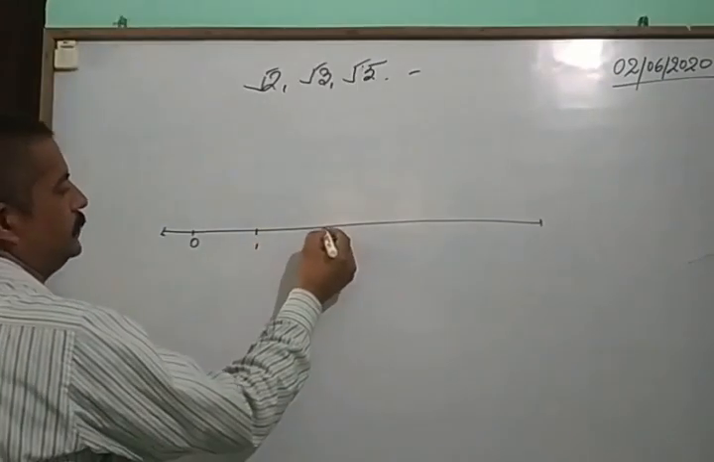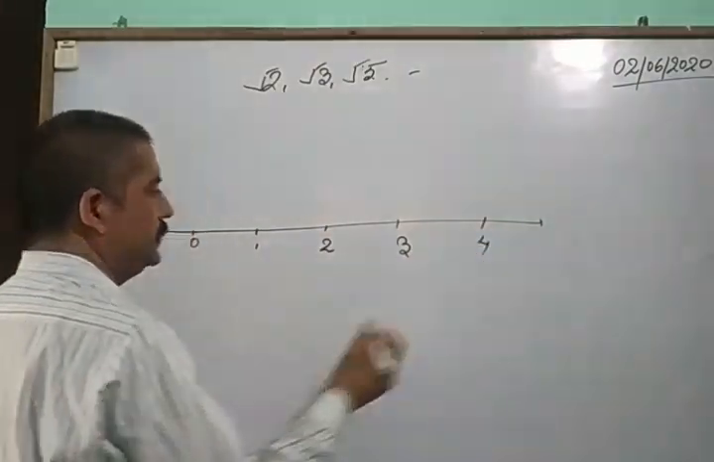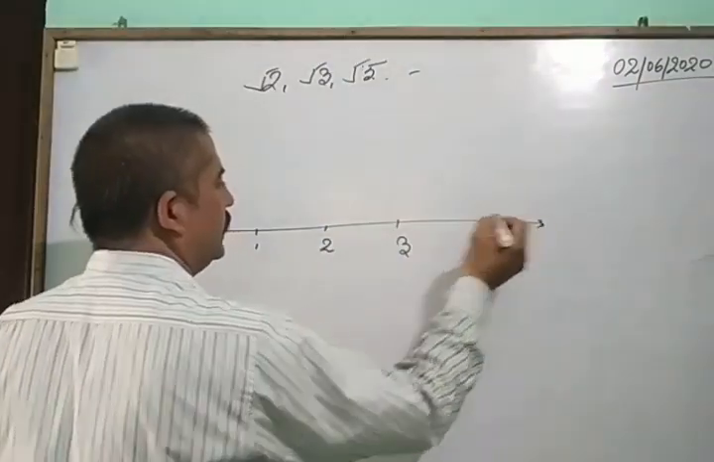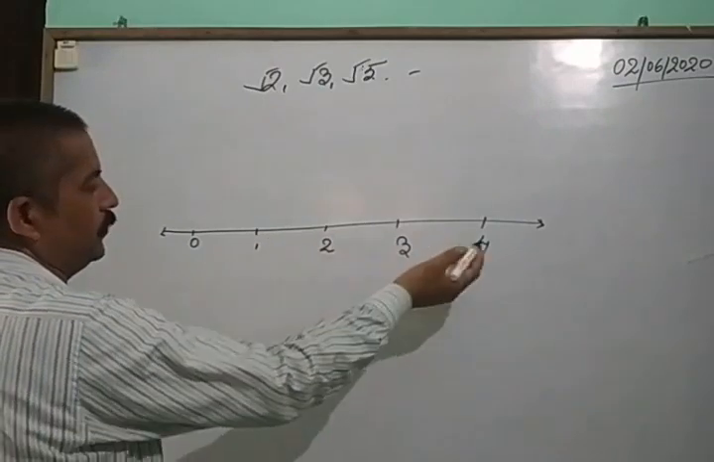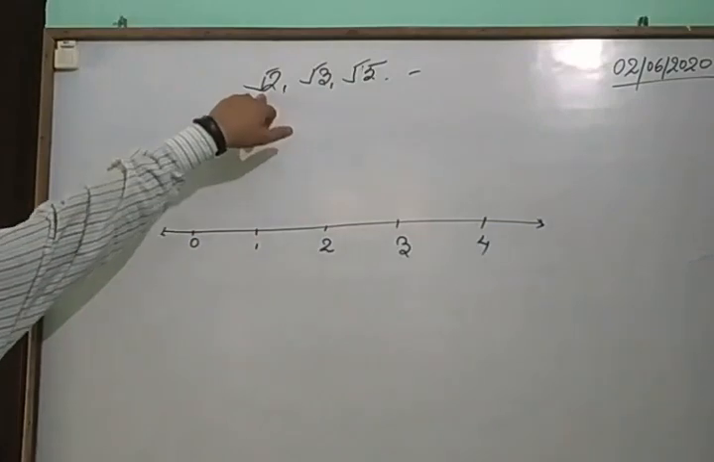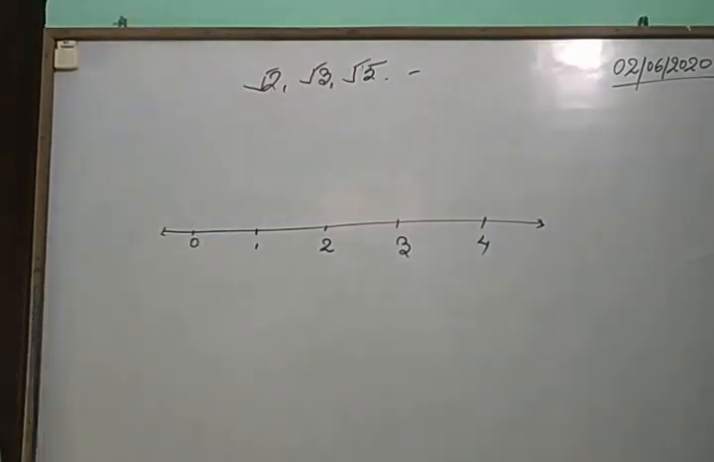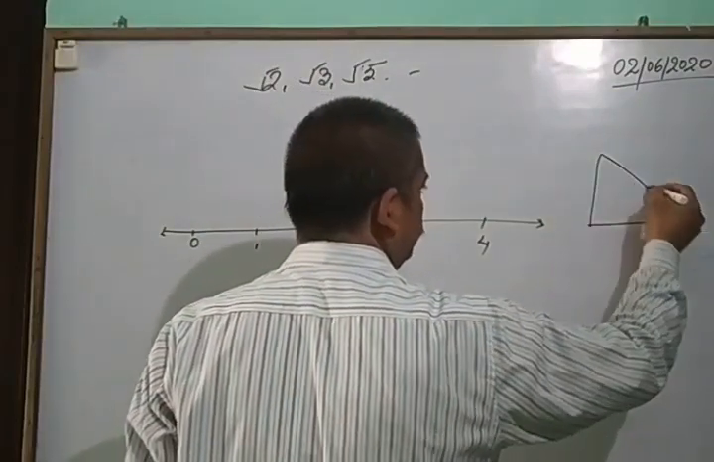So first, if you take a real number line, 0, 1, 2, 3, 4, that's the real number line. You can represent real numbers such as 2, 3, 4, 5. If we want to represent root 2, root 3, root 5, we need to understand the Pythagoras theorem.